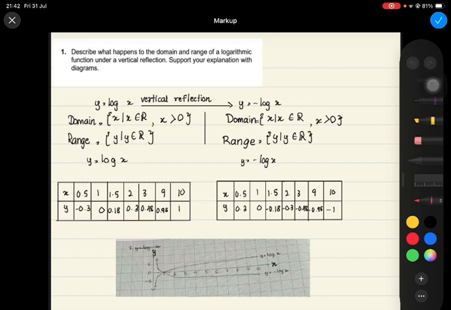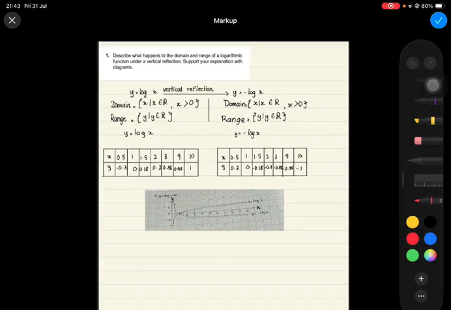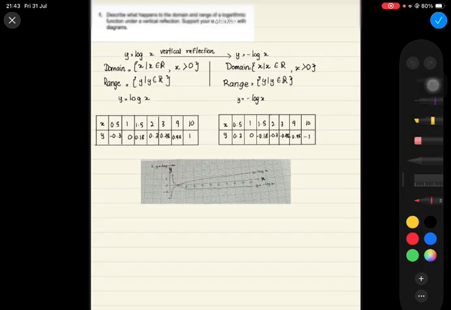Then we have to draw a graph. For y, it starts with 1 and ends with minus 1, and for x it starts with 0 and ends with 10. Then we draw y equal to log x and y equal to minus log x. So we will get two lines like that. This is for number 1.